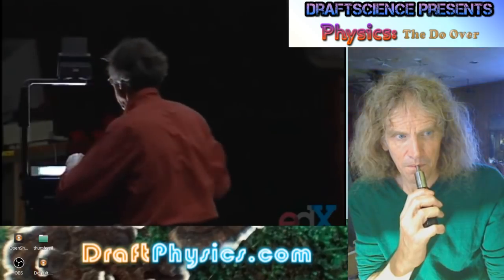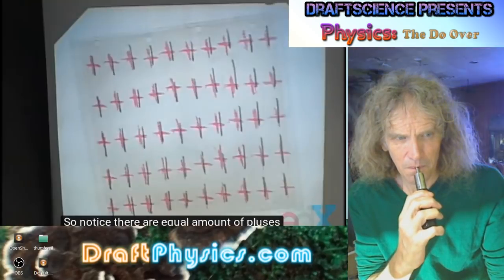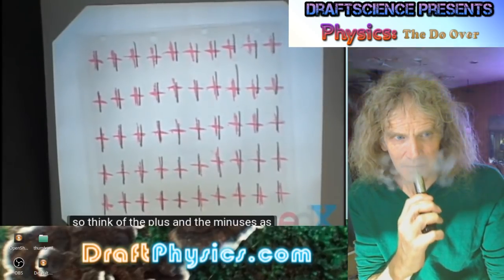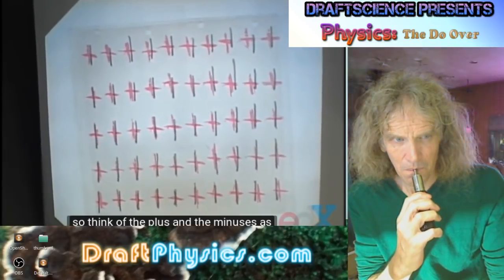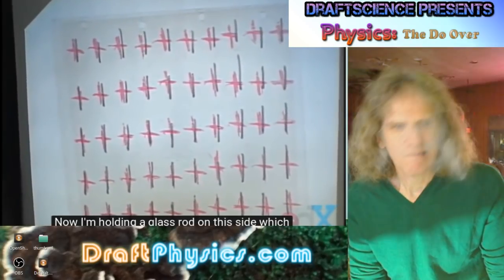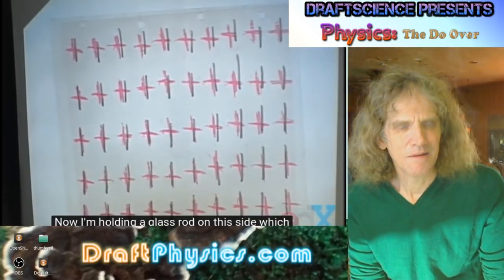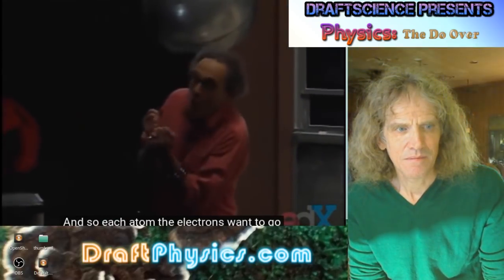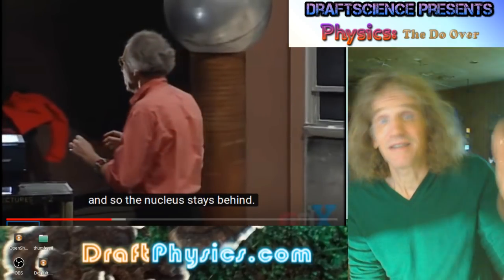Okay, so here we go. Notice there are equal amounts of pluses and minuses. Think of the plus and the minuses as one neutral atom, just a representation. Now I'm holding a glass rod on this side, which is positively charged. And so in each atom, the electrons want to go a little bit to this side, and the nucleus stays behind. So he just says they want to.